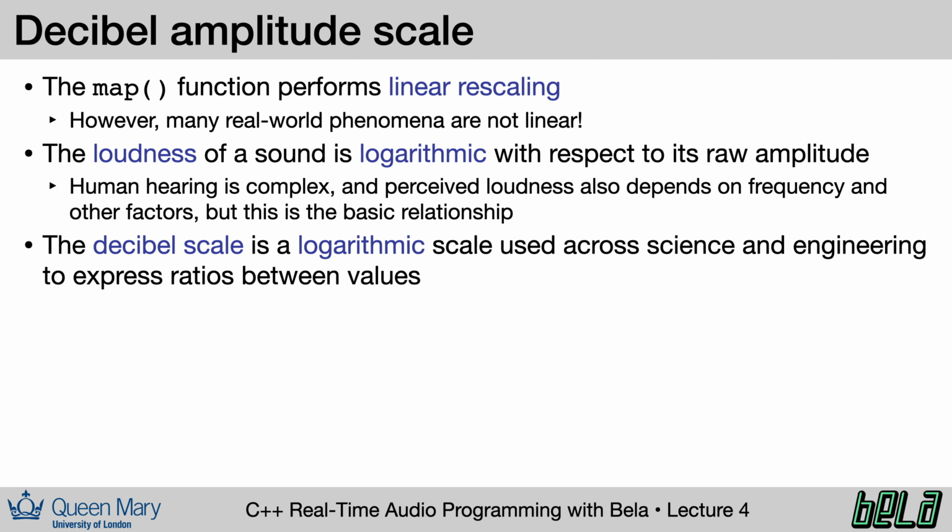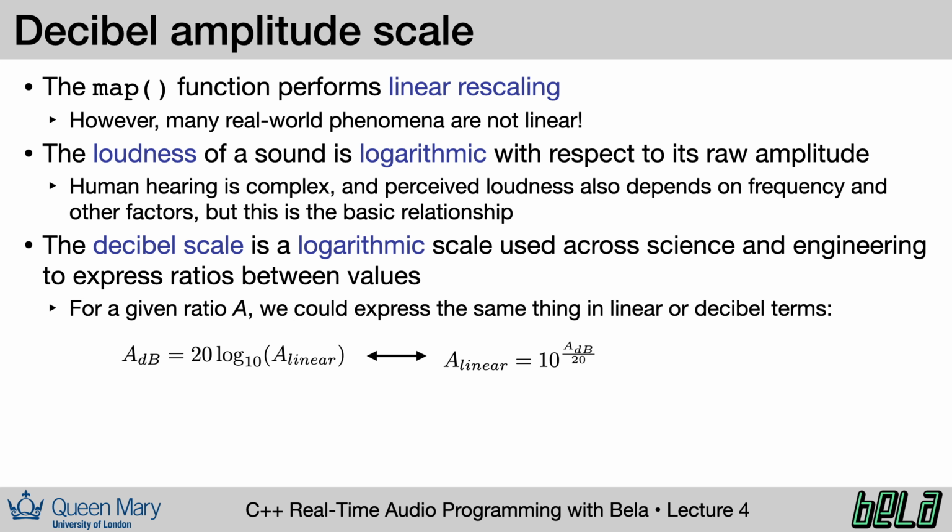And there's a scale which is ready-made for exactly this, which is called the decibel scale. It goes like this. For a given ratio between two quantities, given as A, we could convert this back and forth between a decibel scale and a linear scale according to these equations. So A in decibels is given as 20 times log base 10 of the linear ratio, or equivalently, the linear ratio is given as 10 to the power of decibels divided by 20.